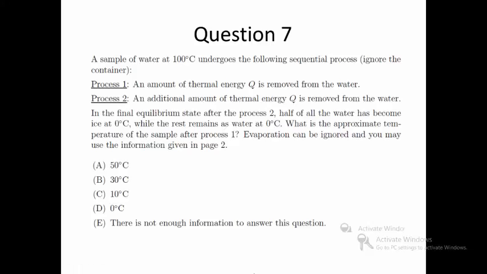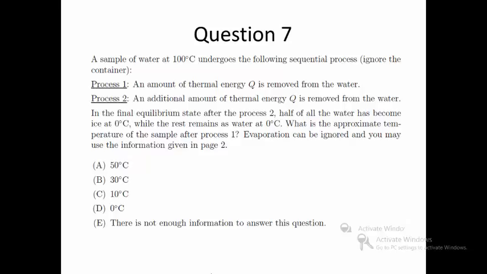Question 7. A sample of water at 100 degrees Celsius undergoes the following sequential process. Process 1. An amount of thermal energy Q is removed from the water. Process 2. An additional amount of thermal energy Q is removed from the water.